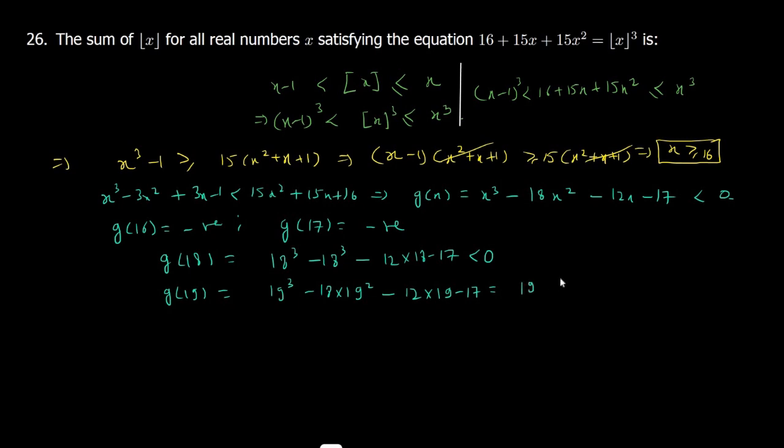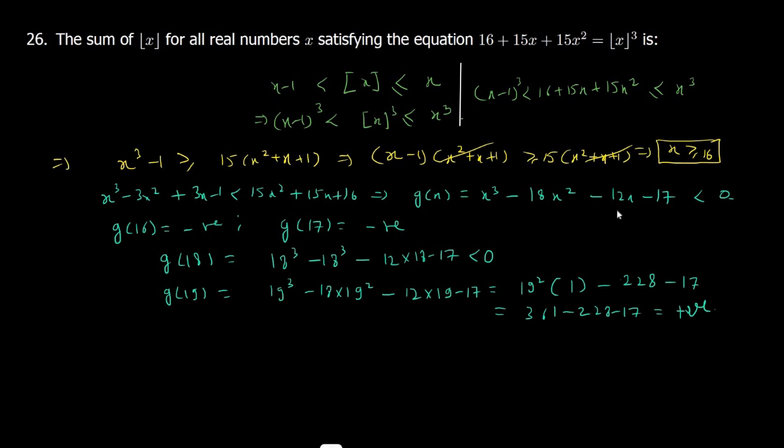This will turn out to be 19 square. If I take common, 19 minus 18 is 1. Minus 12 into 19, this is 228, minus 17, which is 361 minus 228 minus 17. This is clearly positive. So the root of this cubic equation will lie somewhere between 18 and 19.